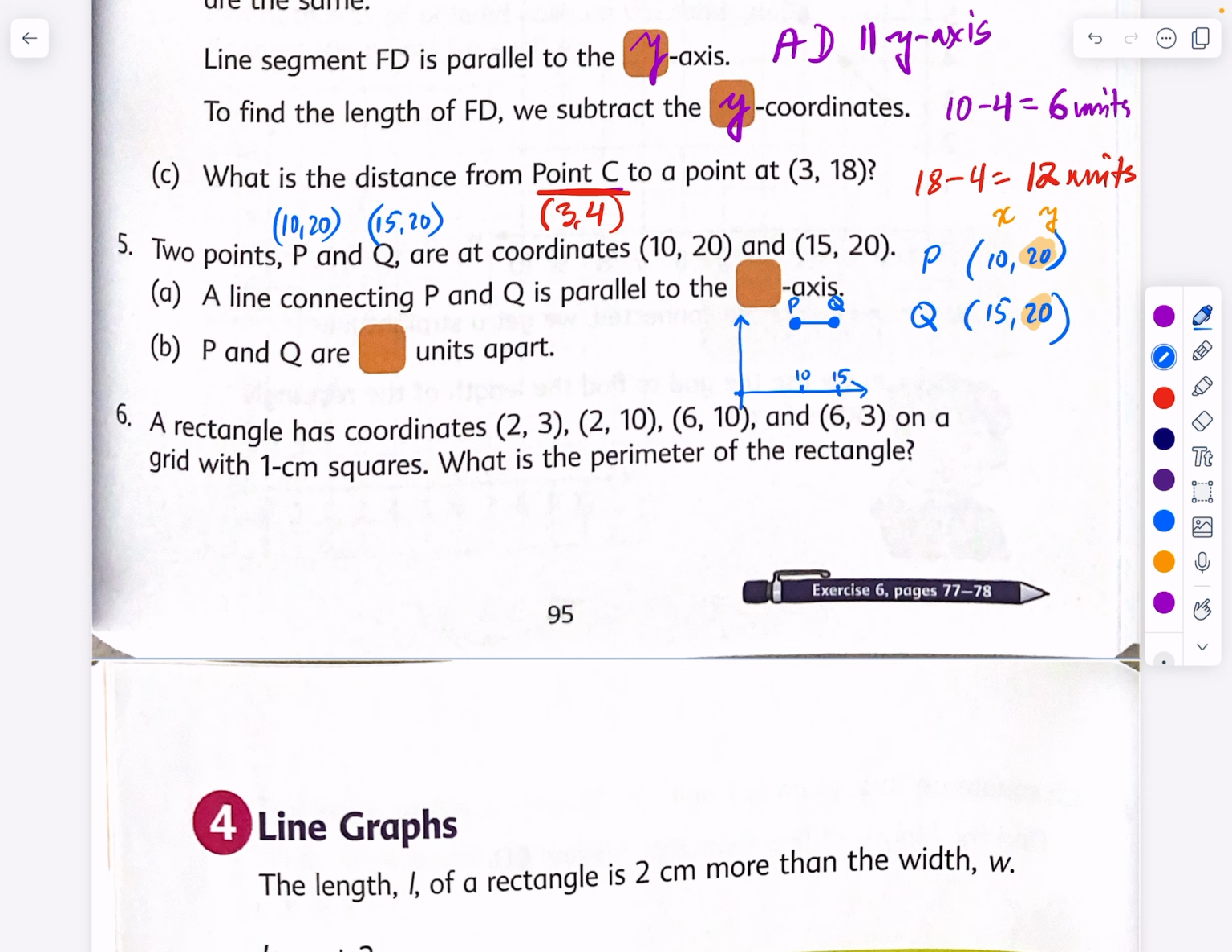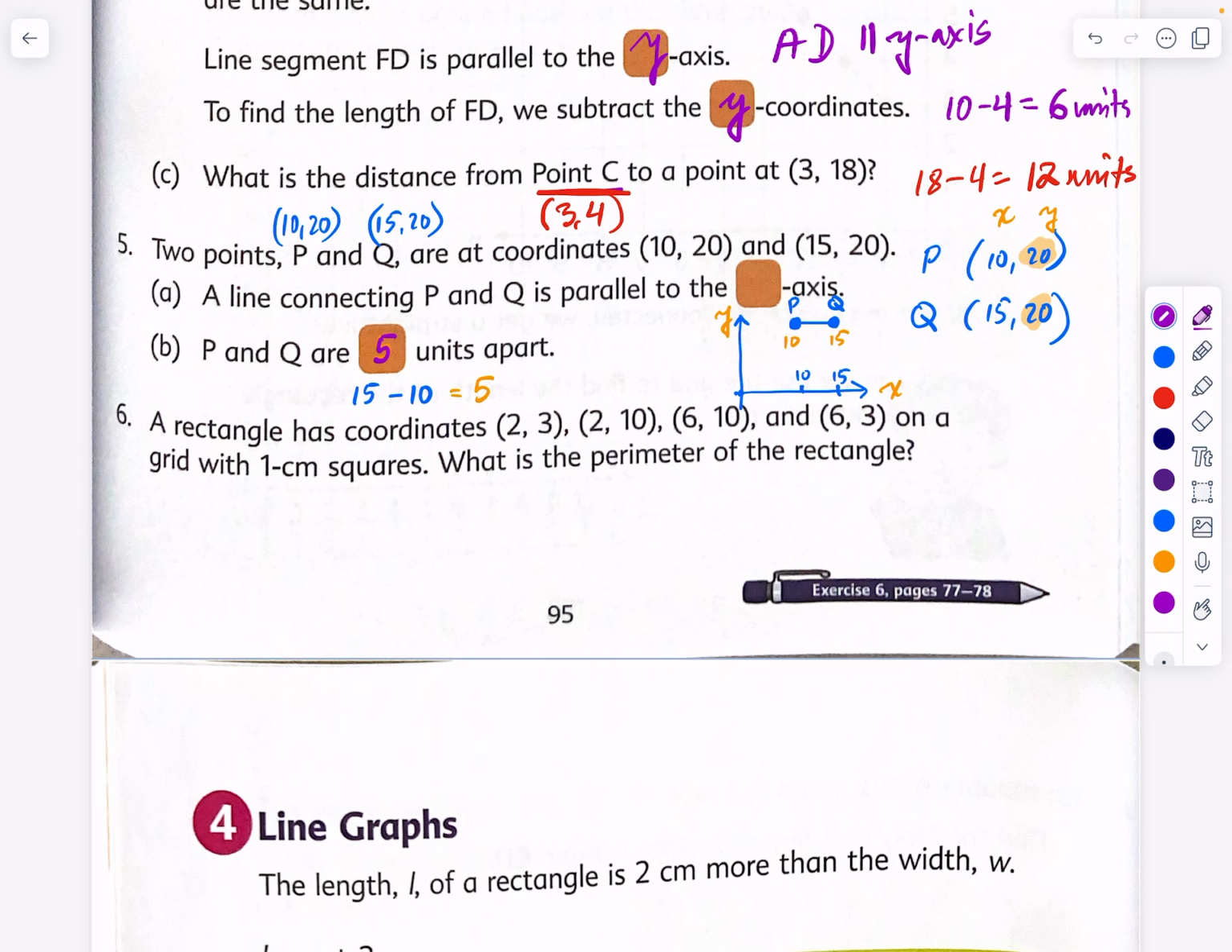Now, P and Q are how many units apart? Well, it is 15 minus 10. We are subtracting the x values, right? This is your x, and this is your y, just like I indicated above. So this is at 10, this is at 15, right? So how far apart are they? They're 5 units apart.